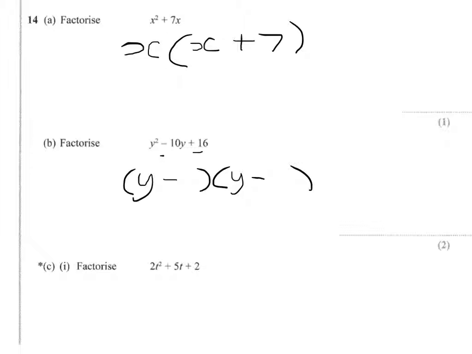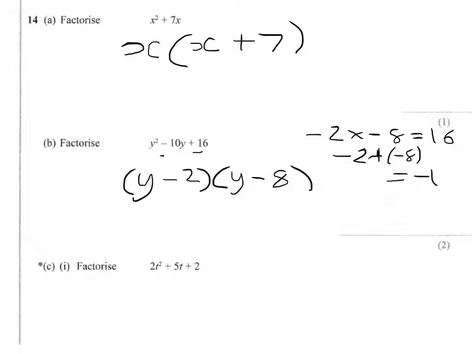So you've got to find two numbers that multiply together to give you plus 16, and added together to give you minus 10. And that's going to come from minus 2 and minus 8. Minus 2 times minus 8 is plus 16, and minus 2 plus minus 8 equals minus 10.